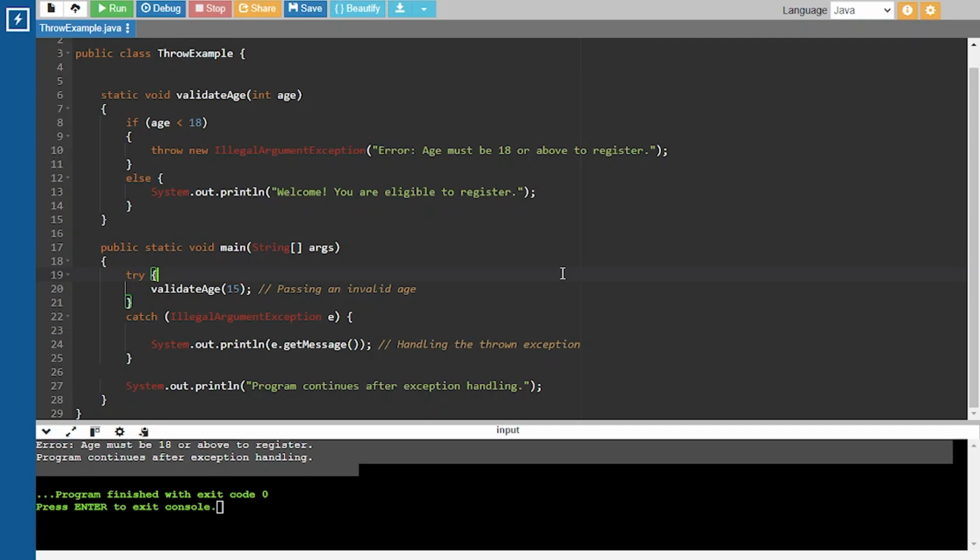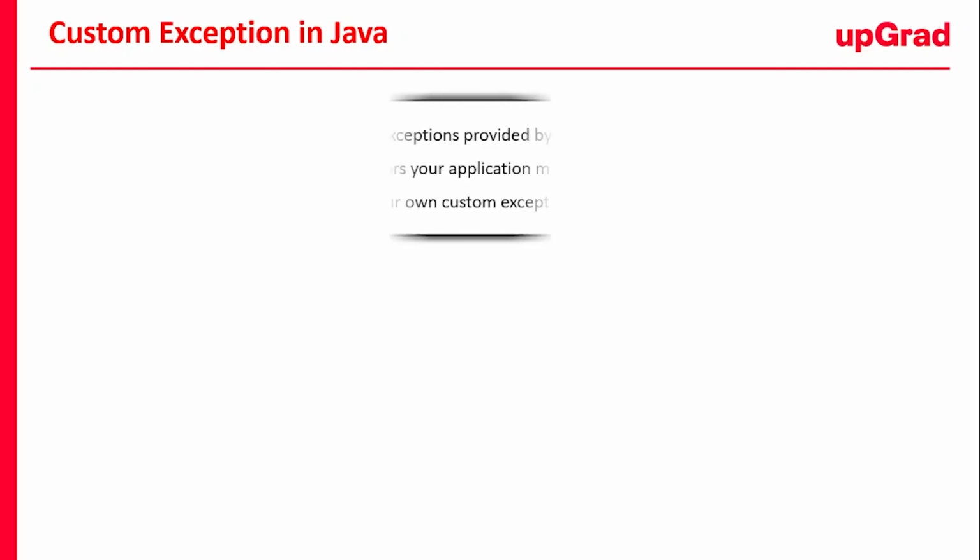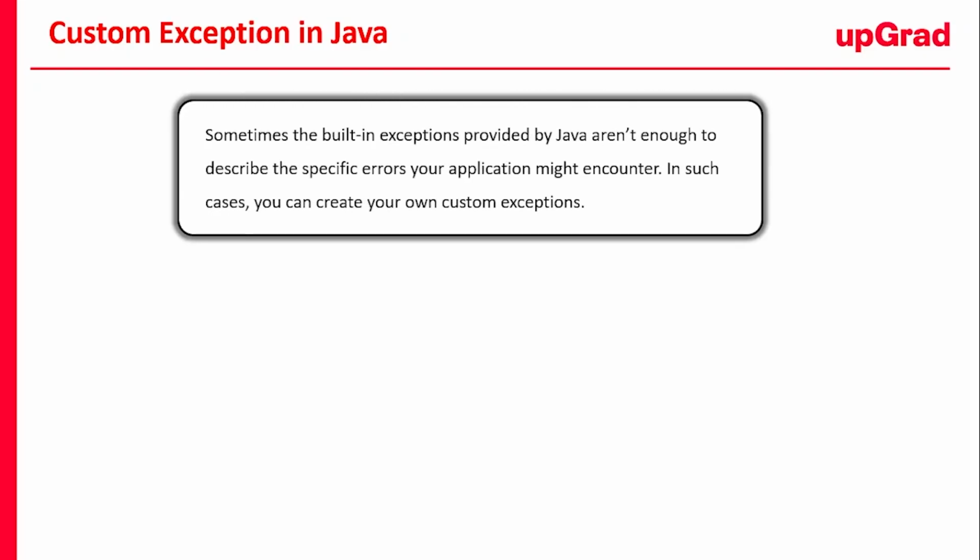All right. For now, let's move on to the next topic that we want to cover, which is custom exception in Java. Sometimes the built-in exceptions provided by Java aren't enough to describe the specific errors your application might encounter. So in such cases, you can create your own custom exceptions. These allow you to define errors that are meaningful and specific to your program, making your code easier to debug and maintain.